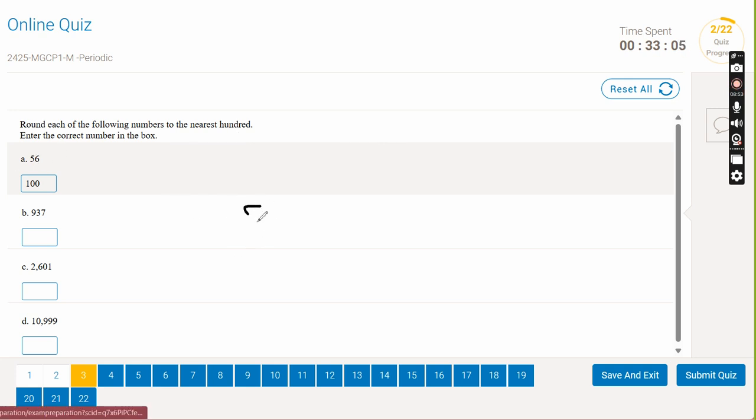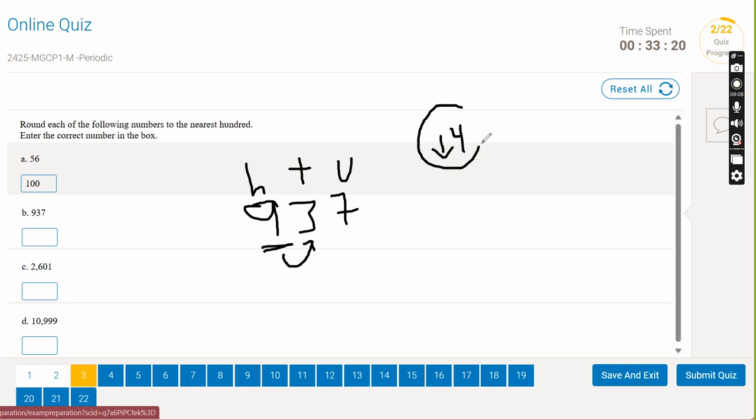Now 937. Again, you will be writing above hundreds, tens, units. Then go to the hundreds and look at the number beside it, the tens, right? So what will we do? 3 is 4 or less than 4. It falls in this category. So what will we do? We will not add plus 1 and we'll make these two 0.